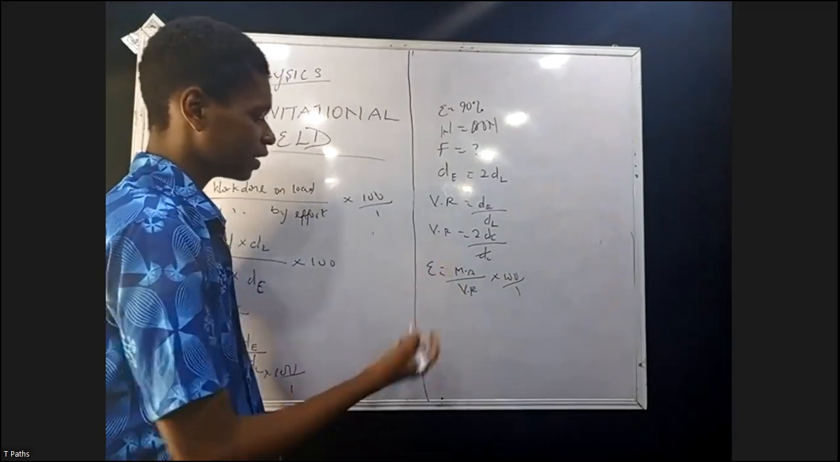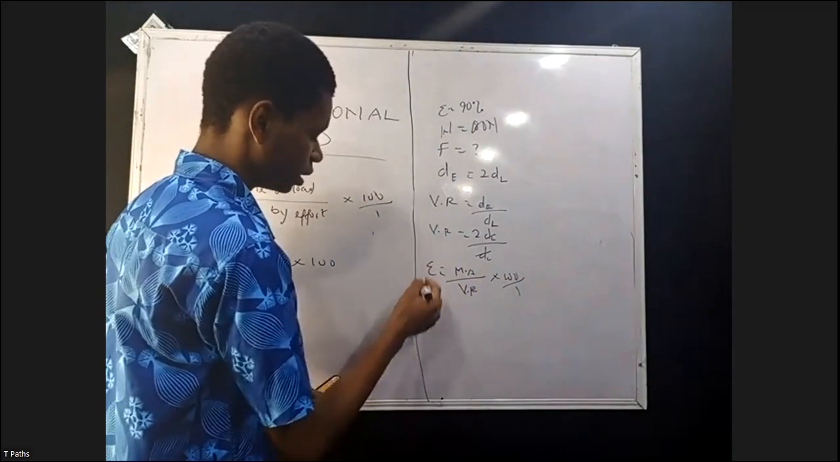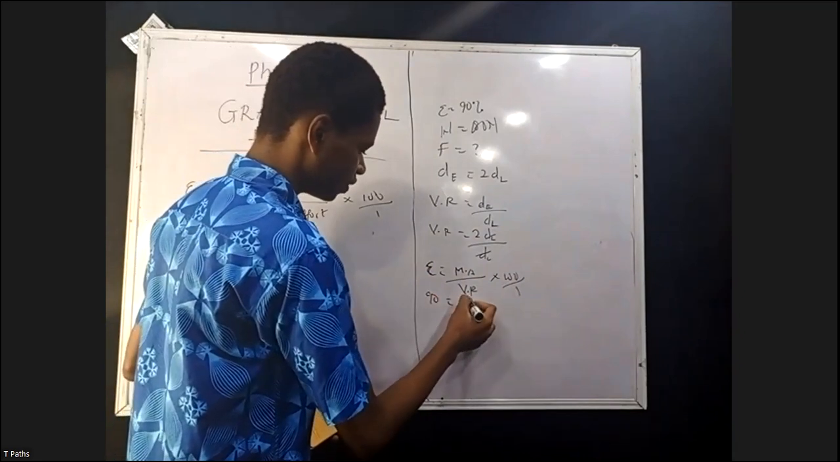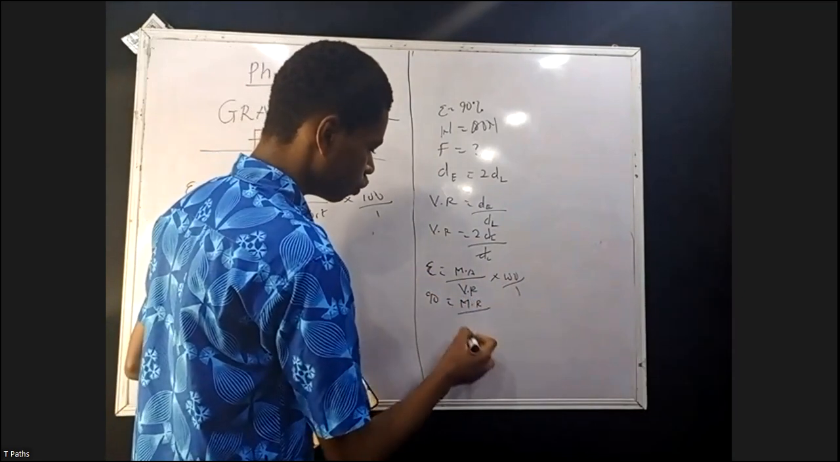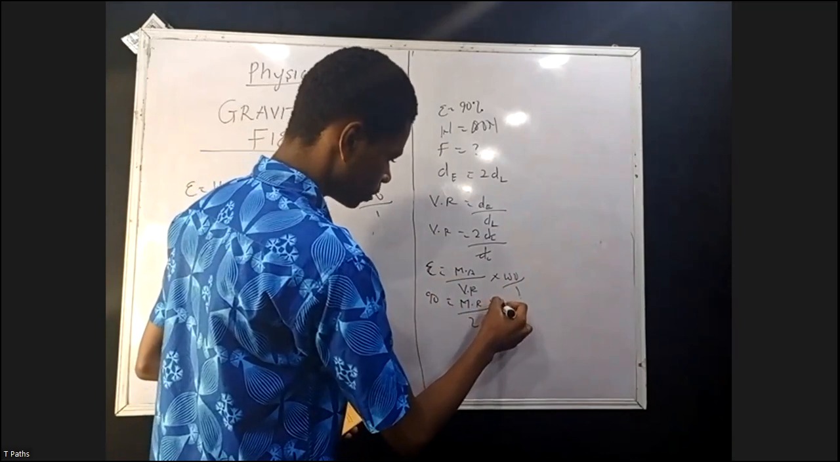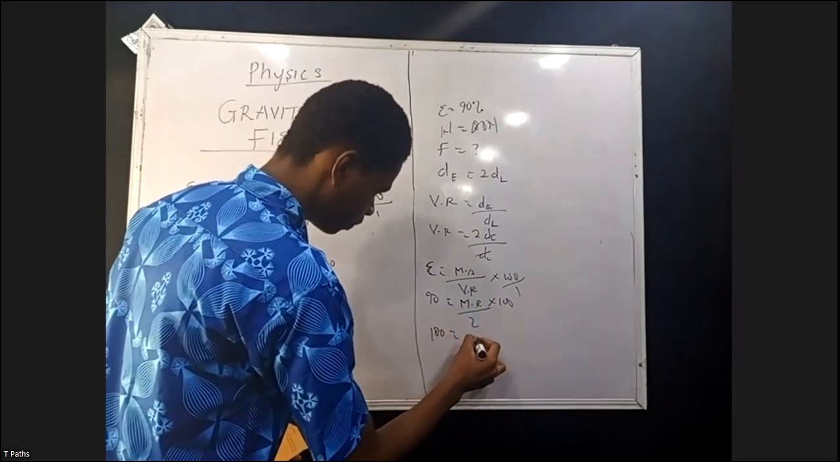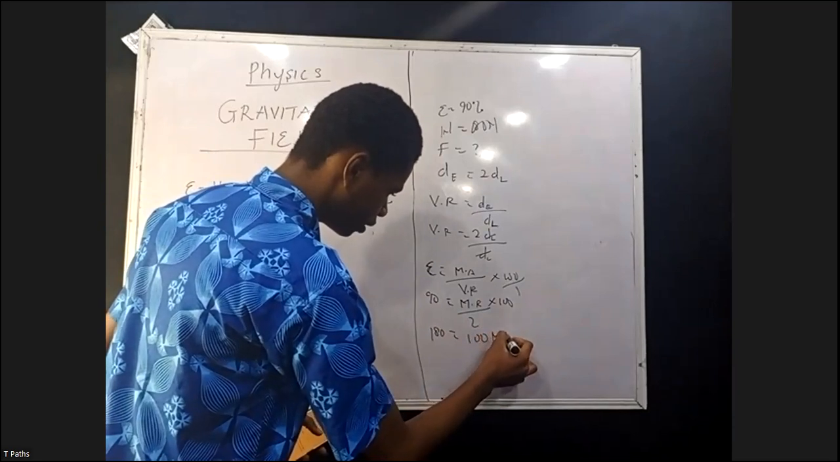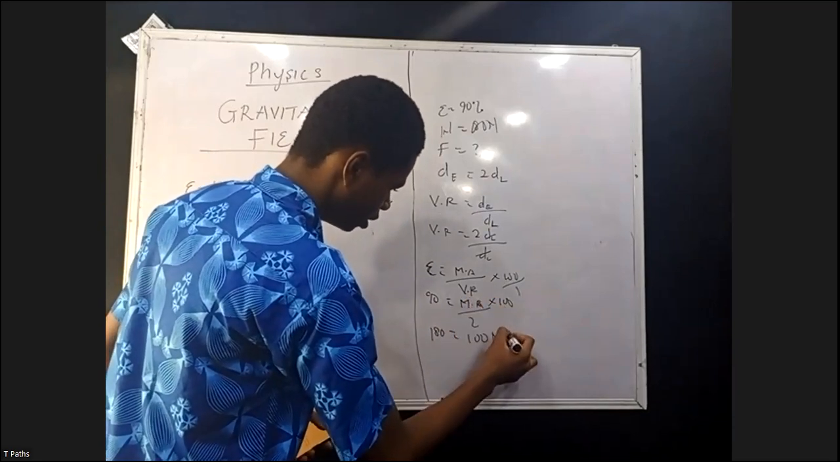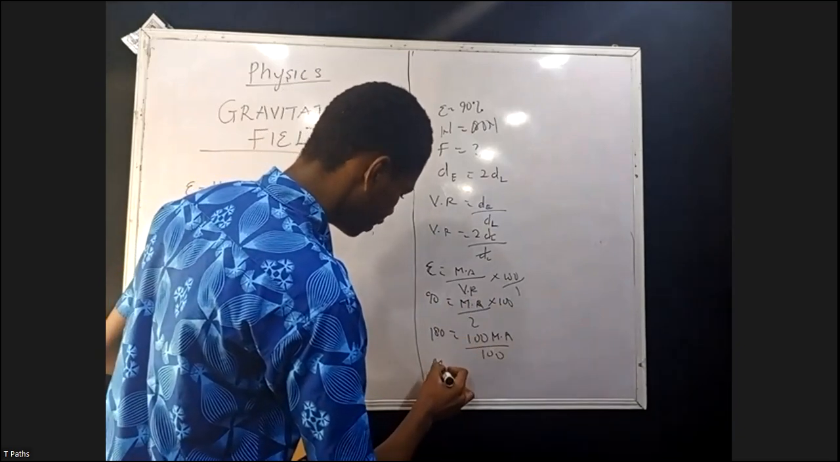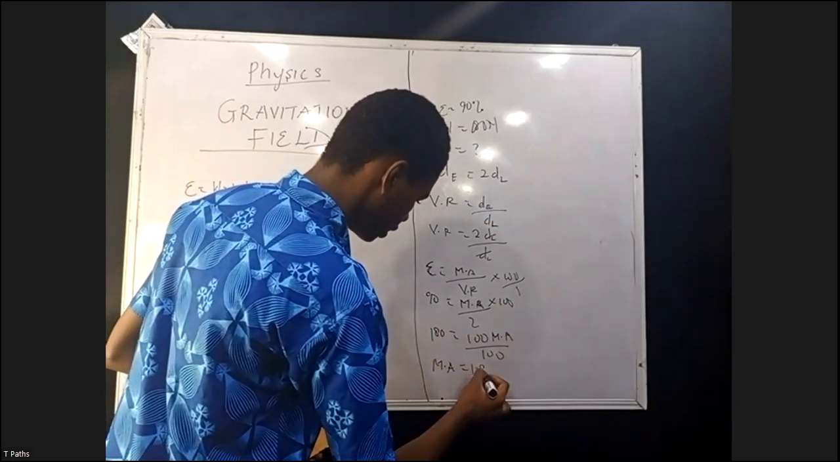So here my mechanical advantage, I don't know it. My efficiency is 90%. 90 is equal to mechanical advantage over 2 times 100. So when I cross multiply, I have 180 is equal to 100 times MA. So dividing through by 100, I have my mechanical advantage to be equal to 1.8.